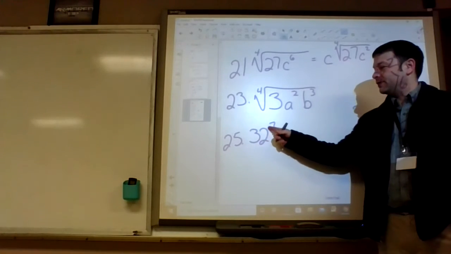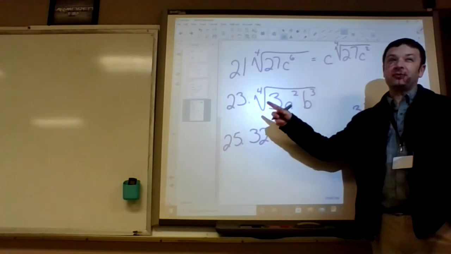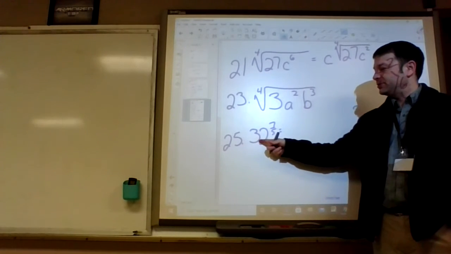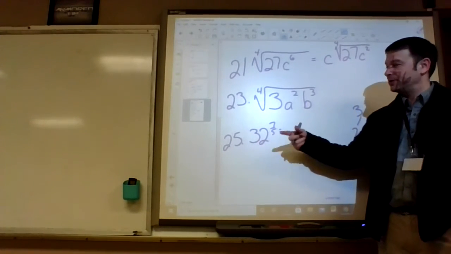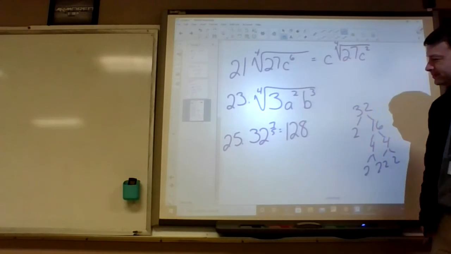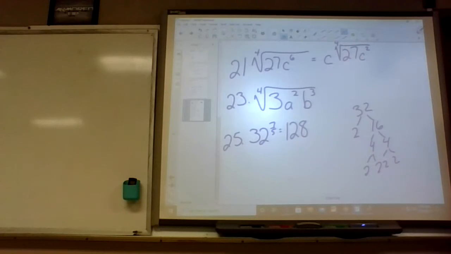Well, this is 2 to the 5th right here. So to do 2 to the 7th, we multiply that by 2 by 2. So 32 times 2 is 64. 64 times 2 is 128. Look at that. So much fun.